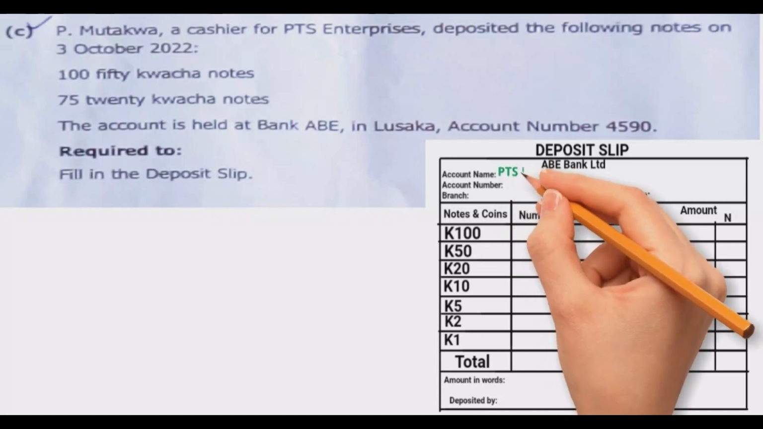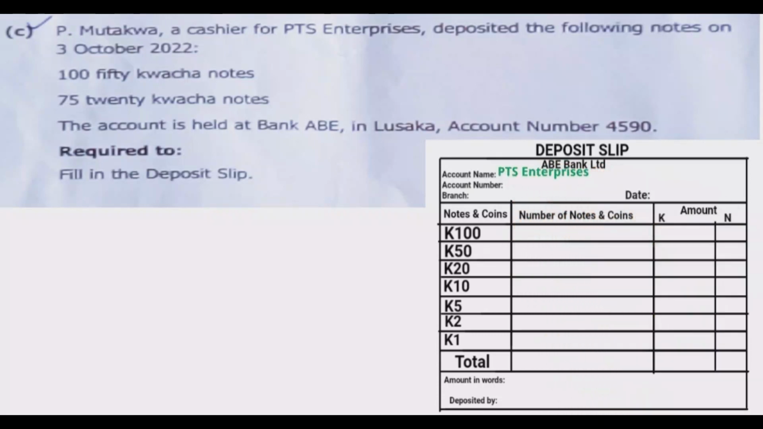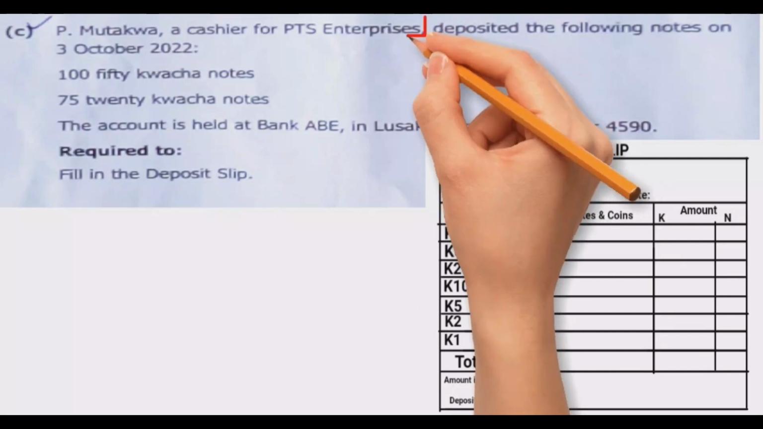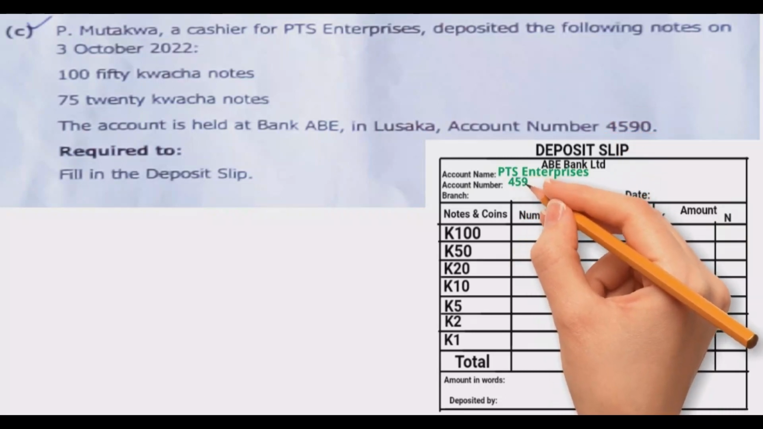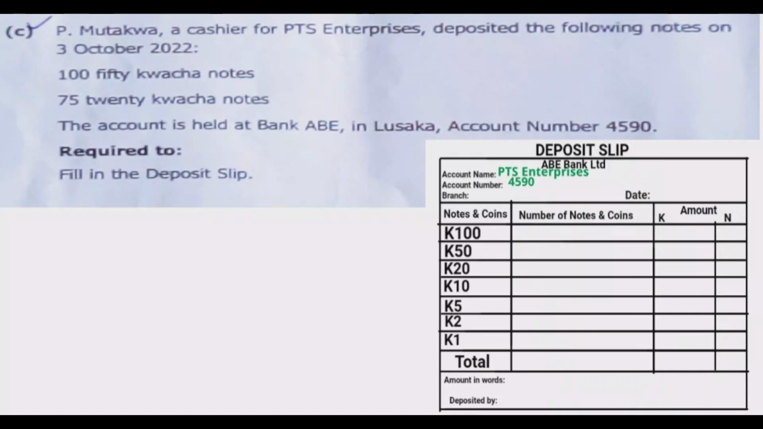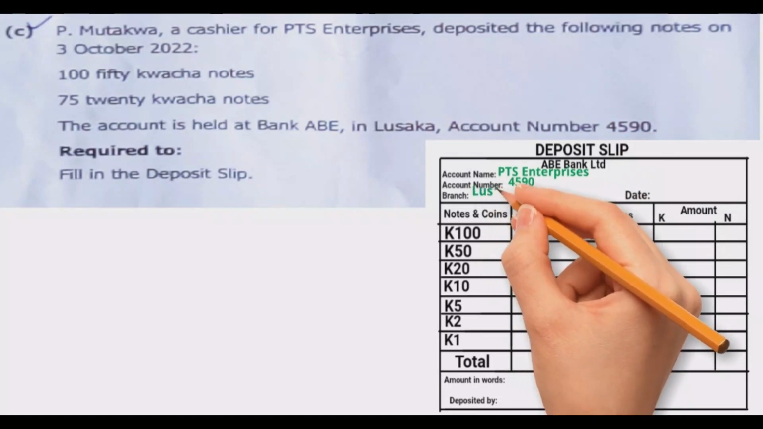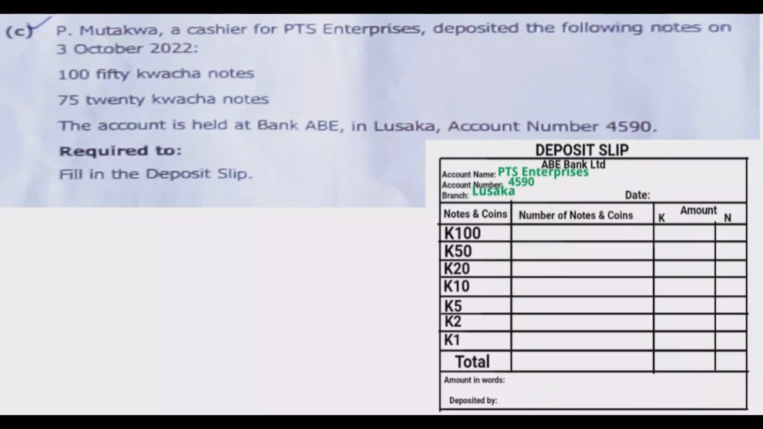Where there is account name, we are going to write PTS Enterprise because this is where P Mutakwa works from. So we're going to write the name of the account, which is PTS. Don't write the name of a person there. We want the name of an account, so that is PTS Enterprise. Account number, we are going to get that one, which is 4590. That is the account number. The branch, Lusaka. Okay, I'll write Lusaka.